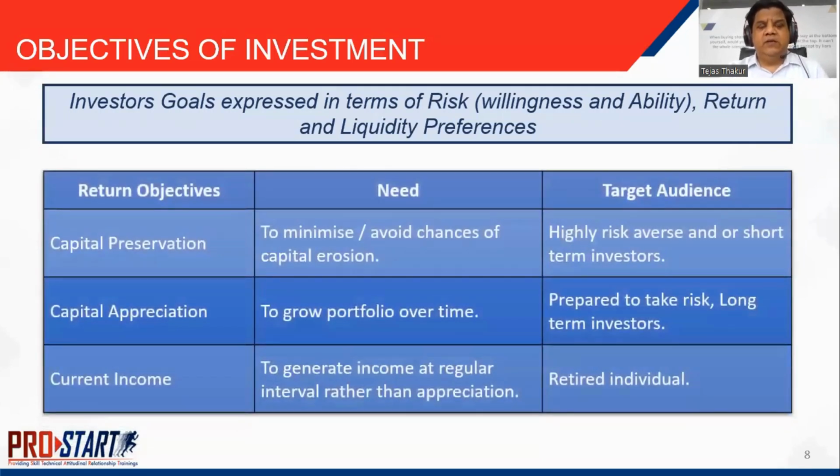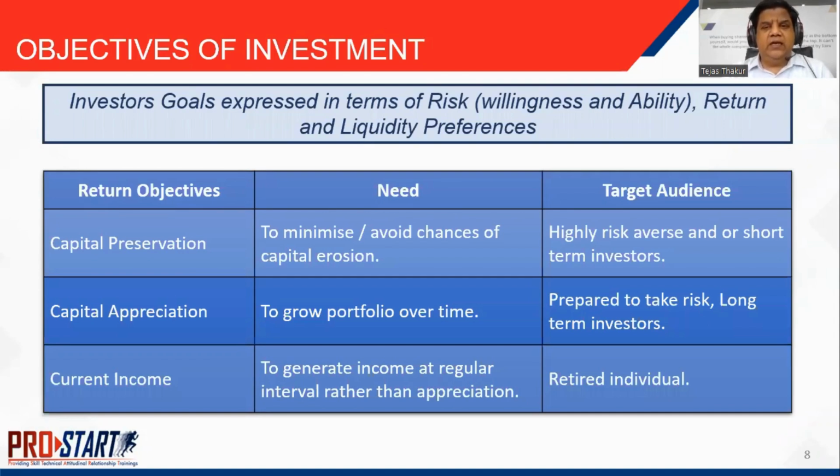Return objectives in the book have been classified into 3 categories: capital preservation, capital appreciation, and current income. What is capital preservation? It is to avoid or minimize chances of capital erosion. Now, I have certain money accumulated for my child's education, because I need it anytime now. Would I want to risk that already achieved money by putting it into equity markets? The answer would be no. My primary objective would be that capital erosion shouldn't happen. Rest all is fine.